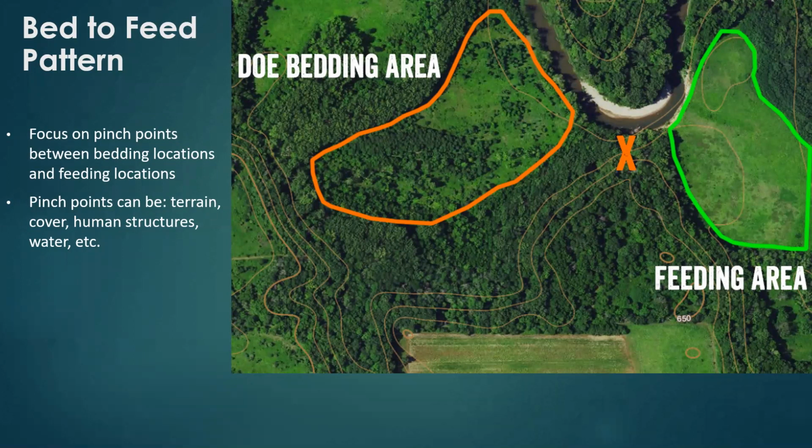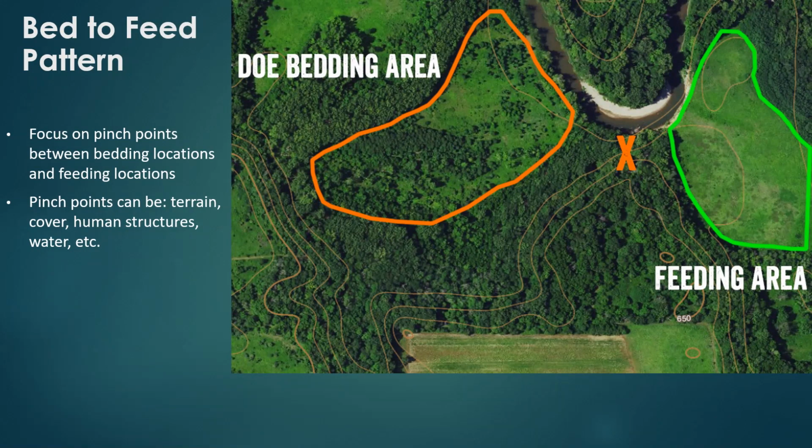Then when you go home and you look at your map, like what's on our screen here, it becomes very obvious that there's a perfect little pinch point right between a very nice bedding area and that nice feeding area. And that's right there on the X. The X marks the spot.